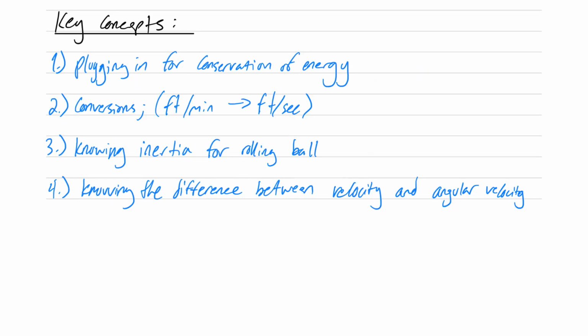And some key concepts for this problem are, one, plugging in for conservation of energy, so knowing the equations for those. Conversions from feet per minute to feet per second, because we know the velocity 1 is in feet per minute. Knowing the inertia for the rolling ball, just that's some background context. And then knowing the difference between velocity and angular velocity, since those are two different velocities.